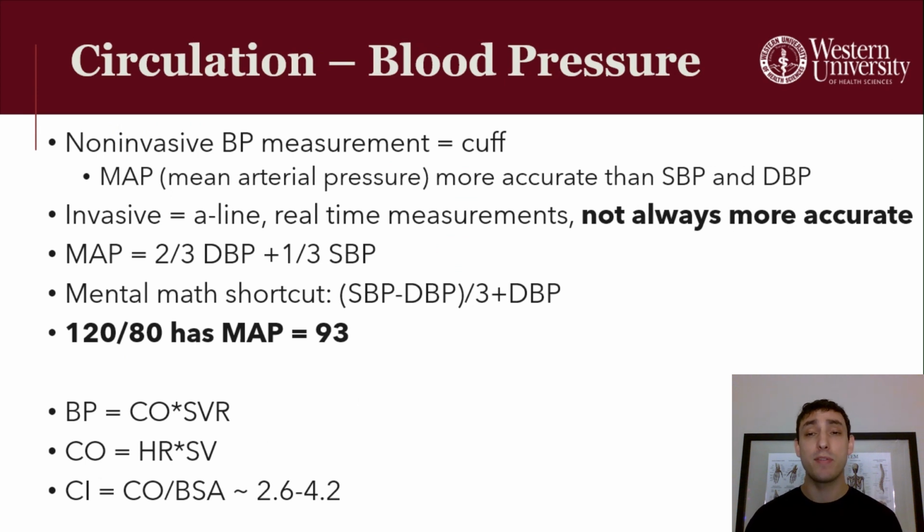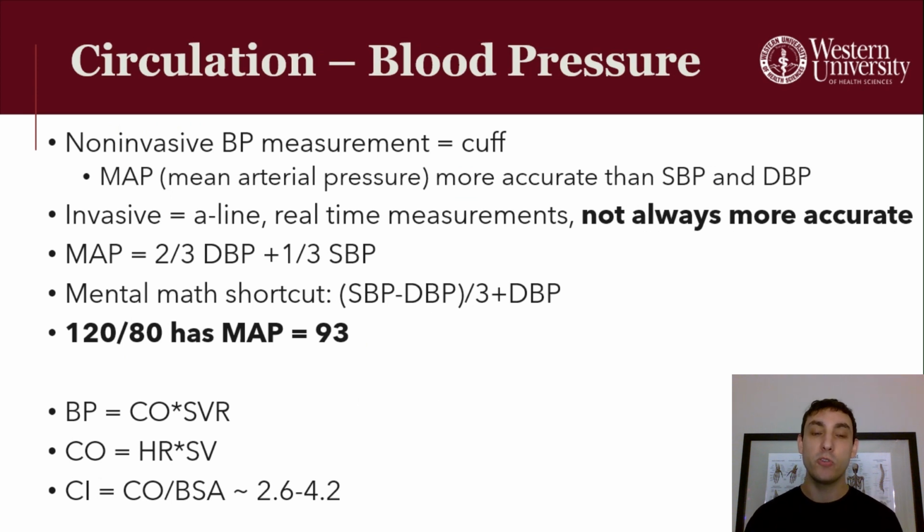For blood pressure, you have the non-invasive blood pressure cuff. Based off of how it works, the MAP is more accurate than systolic and diastolic pressure. You also have invasive measures like the A-line. So this is really useful because it gives you real-time measurements. Your blood pressure cuff might be cycling every 3 minutes, so in between, you have no idea what's going on. However, the A-line is not necessarily more accurate than the blood pressure cuff, for example, if there's some arterial stenosis near where you put the A-line.